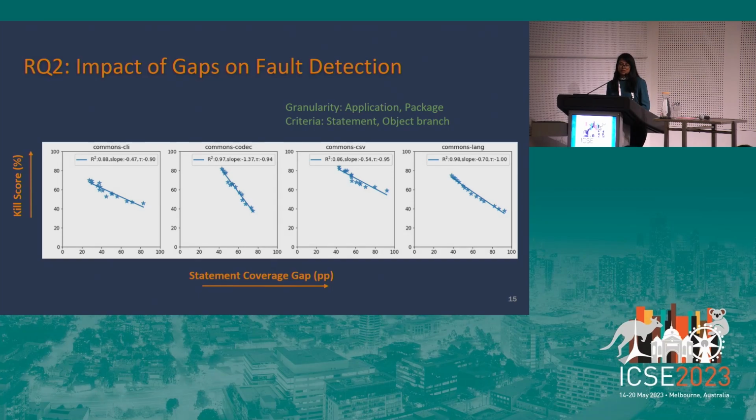We also use the statement criterion and the branch criterion, but here I am presenting only four plots. The x-axis shows the statement coverage gap, and the y-axis shows the kill score. The correlation coefficient is more than 90% for all of the plots, and there is a strong negative correlation. This indicates that the larger the gap in the test suite, the less the fault detection effectiveness, and the smaller the gap, the better the fault detection effectiveness. This means that a developer should always aim to reduce this coverage gap to achieve maximum fault detection effectiveness.